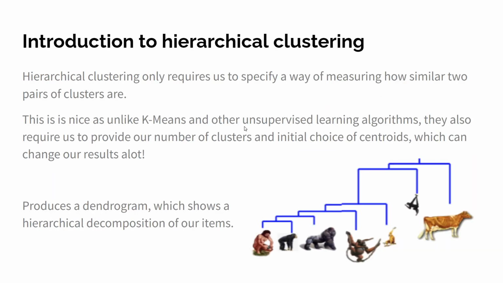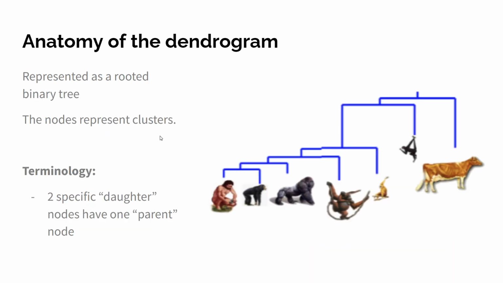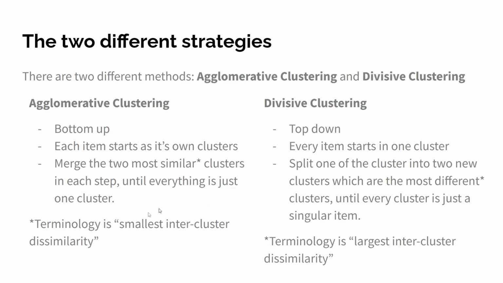When doing these dendrograms and hierarchical clustering as a whole, there are two specific strategies that we use: agglomerative clustering and divisive clustering. They're basically opposite. In agglomerative clustering, we start at the very bottom. We have all of our elements, and we merge them as we go up. We can imagine each item starting as its own cluster, and we merge the two most similar clusters as we go up.